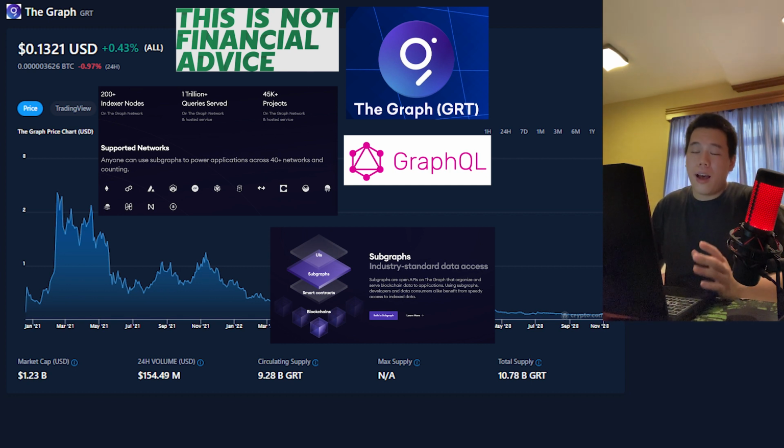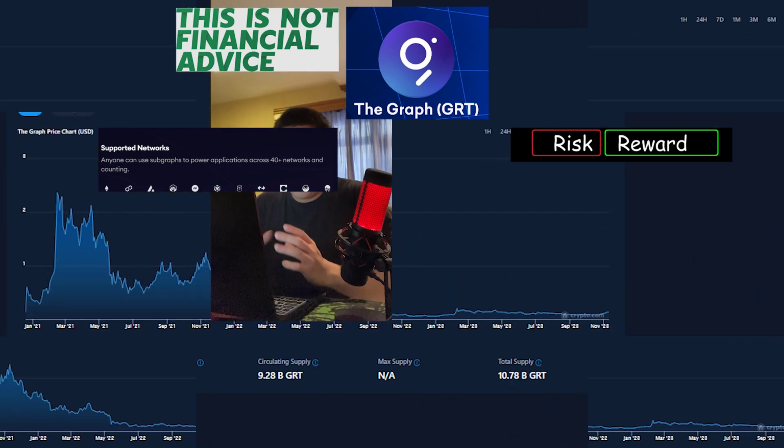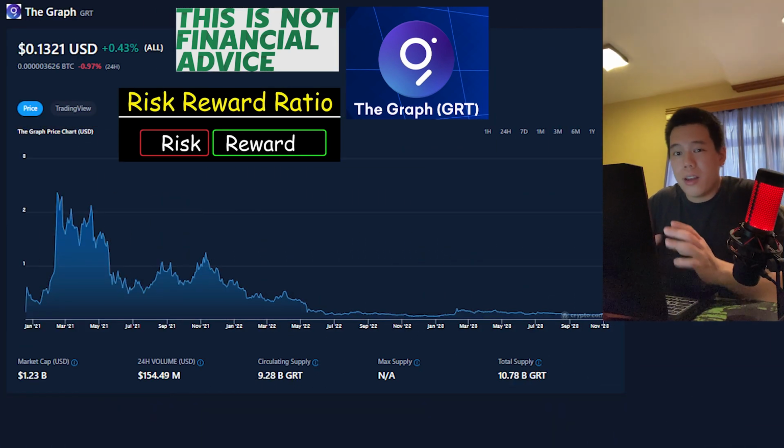So with that being said, I do believe that the Graph is absolutely amazing. Statistically, it's doing fantastic. It has an amazing use case in my opinion, and it already has massive adoption. I think that the Graph is truly one of the best projects out there in my opinion, hands down. And personally for me, I think that the Graph's native token called GRT is presenting me with such an amazing risk to reward ratio.